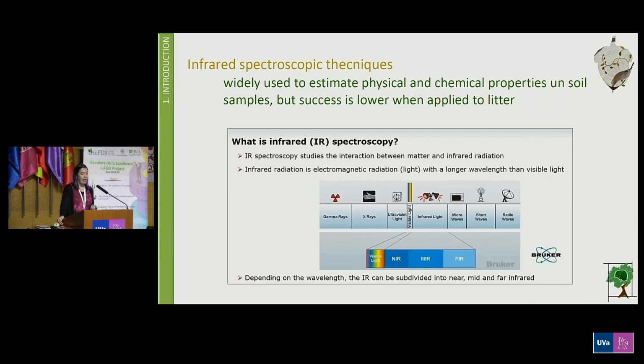These techniques are widely used to estimate physical and chemical properties in soil samples, but when we use this type of technique in litter samples, so in organic soils, the success of the techniques is not so good.